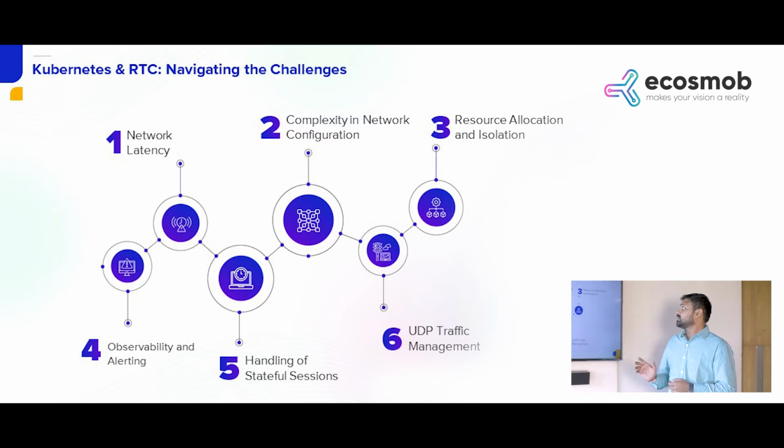Second thing is complexity in the network configuration. The orchestration of the RTC app is quite complicated, and usually you will have multiple media servers and multiple SIP servers, and most of the time you need to do deep packet inspection and then route the traffic across various servers or pods or any other components which are part of Kubernetes. So which is again additional complexity which comes with this combo.